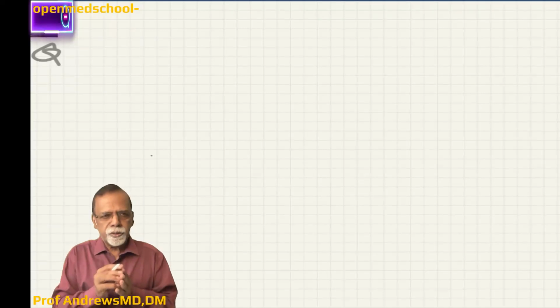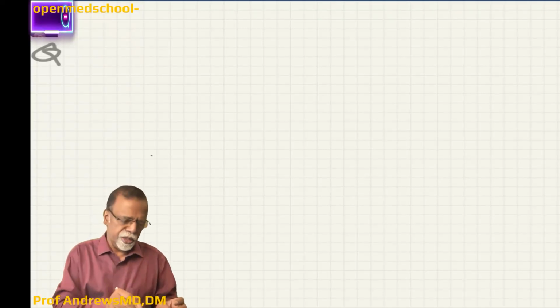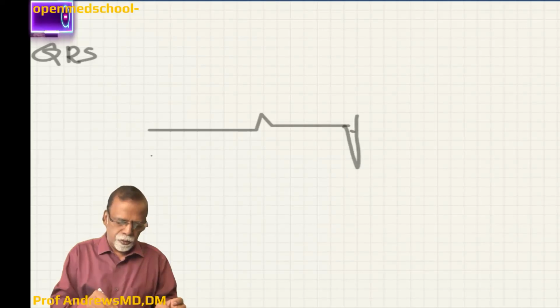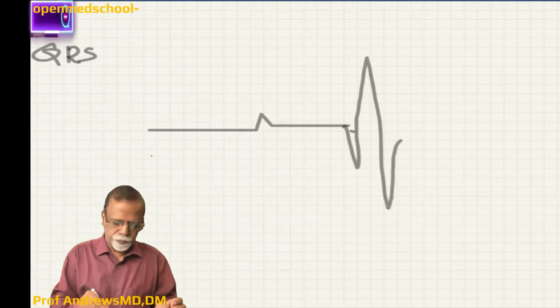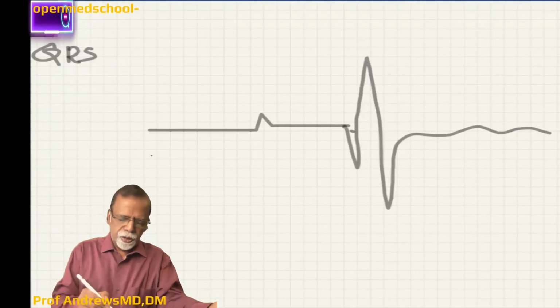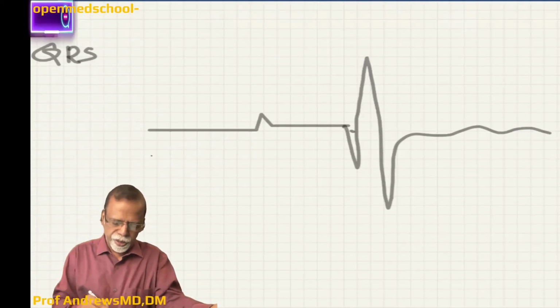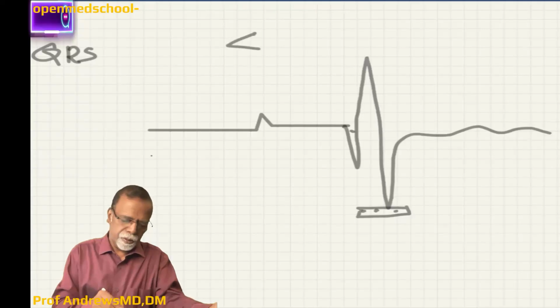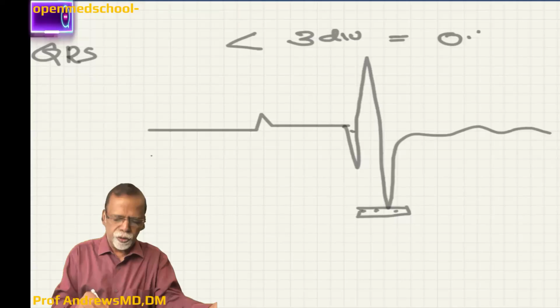The normal Q is due to septal depolarization, but we are talking about the QRS complex. So this is the P wave, and then the QRS complex. What is the normal duration? It should again be less than 3 divisions, 1, 2, 3. So the breadth should be less than 3 small divisions, that is 0.12.